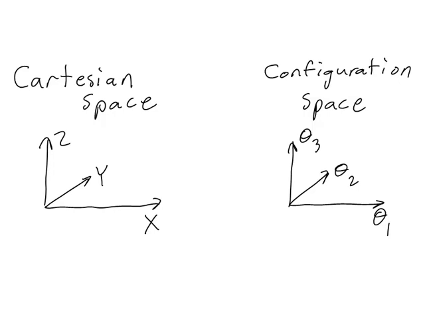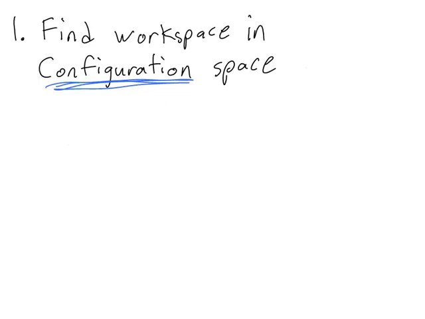We're going to use a simple 7-step process to plan our motions using Cartesian space and configuration space. Step 1 is to find your manipulator's workspace in the configuration space. You do this following the procedure that I showed in the previous video, and I'll show a couple of examples in the next video. The reason why we do this in configuration space instead of Cartesian space is because it's much easier to find the workspace in configuration space rather than Cartesian.